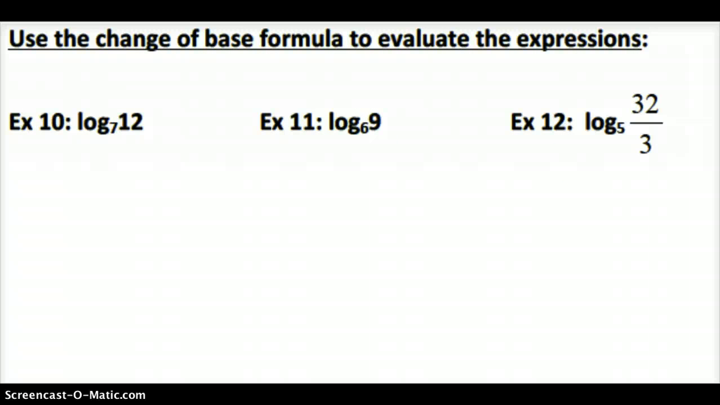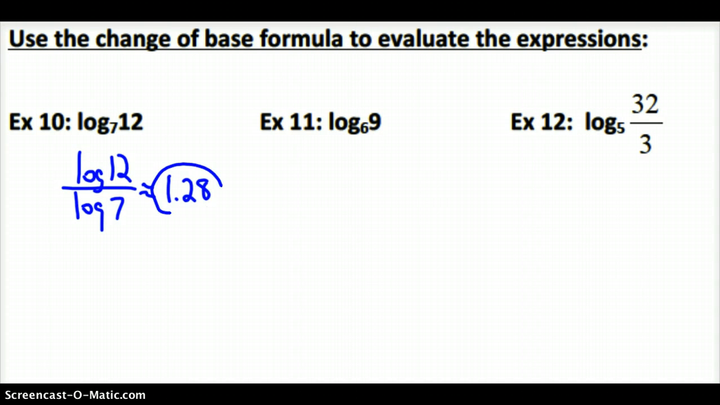Finally here, kind of a revisit to the change of base formula. So again, we've done this in the past, so this is just common log of 12 divided by the common log of 7, which comes out to be about 1.28. Over here is the common log of 9 over the common log of 6. And we could replace the common log with the natural log if we so choose. We'll get the same answers.